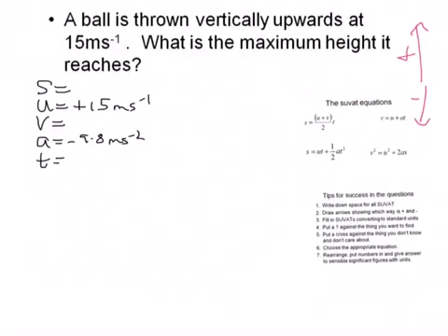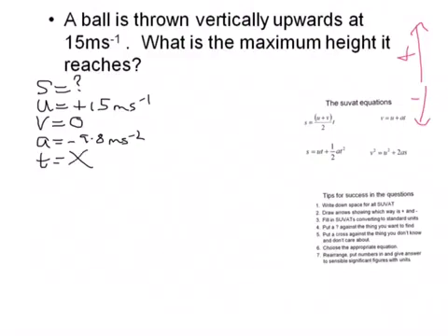And that appears that all we've got, but we need to remember to look for the hidden information. And the hidden information here is that when it gets to its maximum height, that must mean that it has stopped. So its final velocity will be 0. And then we need to decide what have we been asked to find, the maximum height, so that's s, which means we don't know t and we don't care about t.